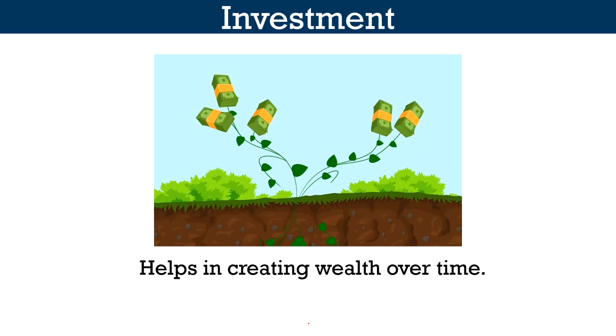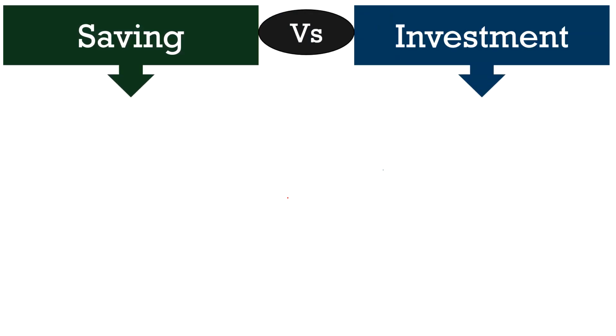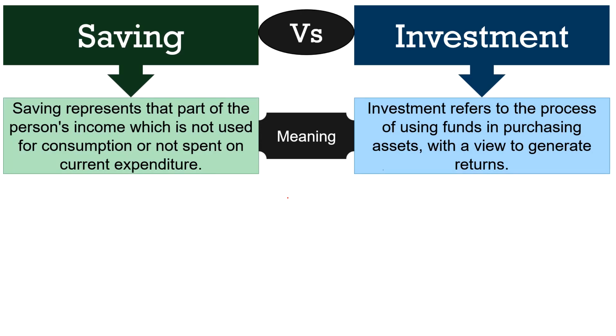People usually invest their money for reasons like achieving long-term financial goals like buying a house, car, etc., attaining financial independence, and having sufficient funds after retirement. Moving on to the difference between saving and investment. Meaning, saving represents that part of the person's income which is left over. That is, neither is it used for consumption nor is it spent on current expenditure.